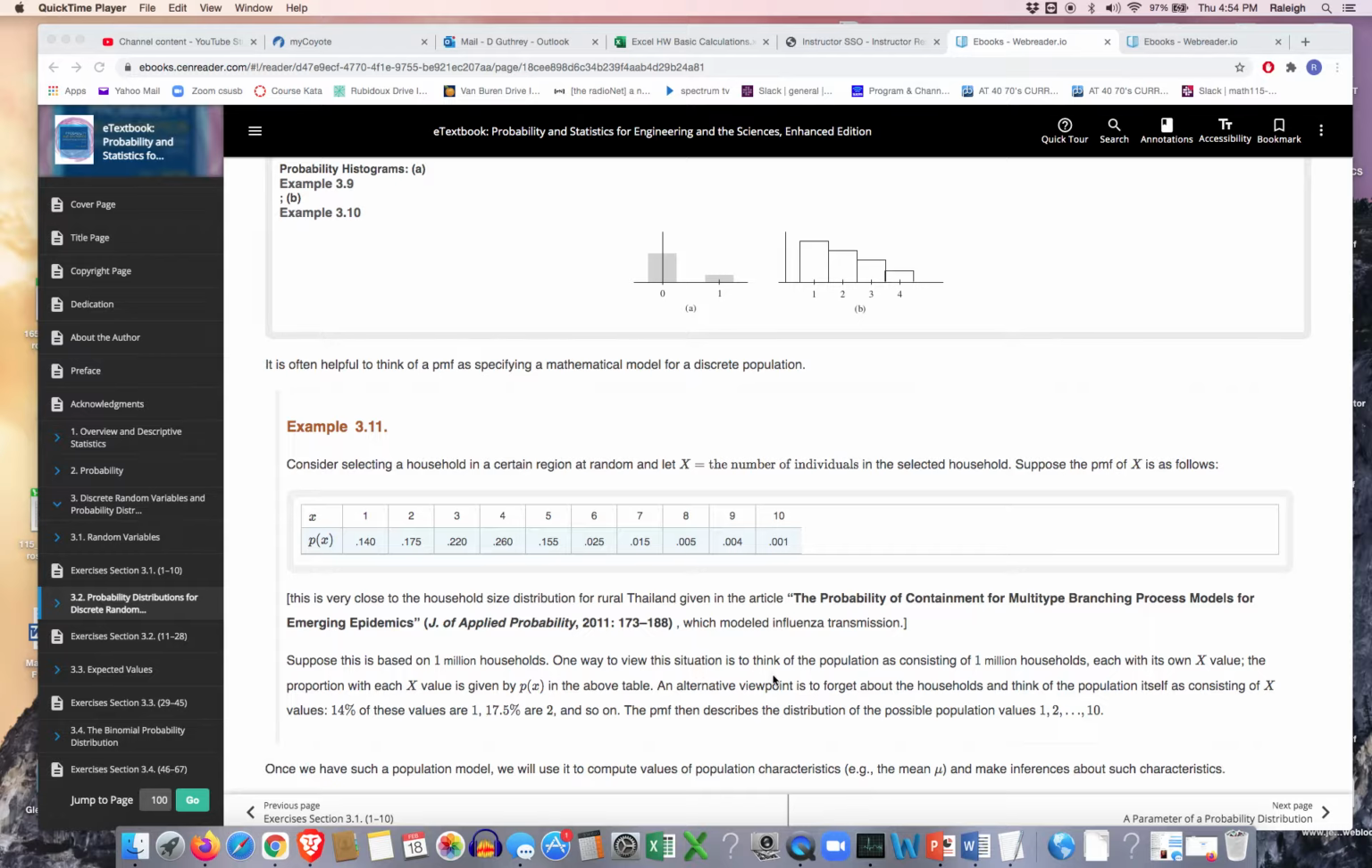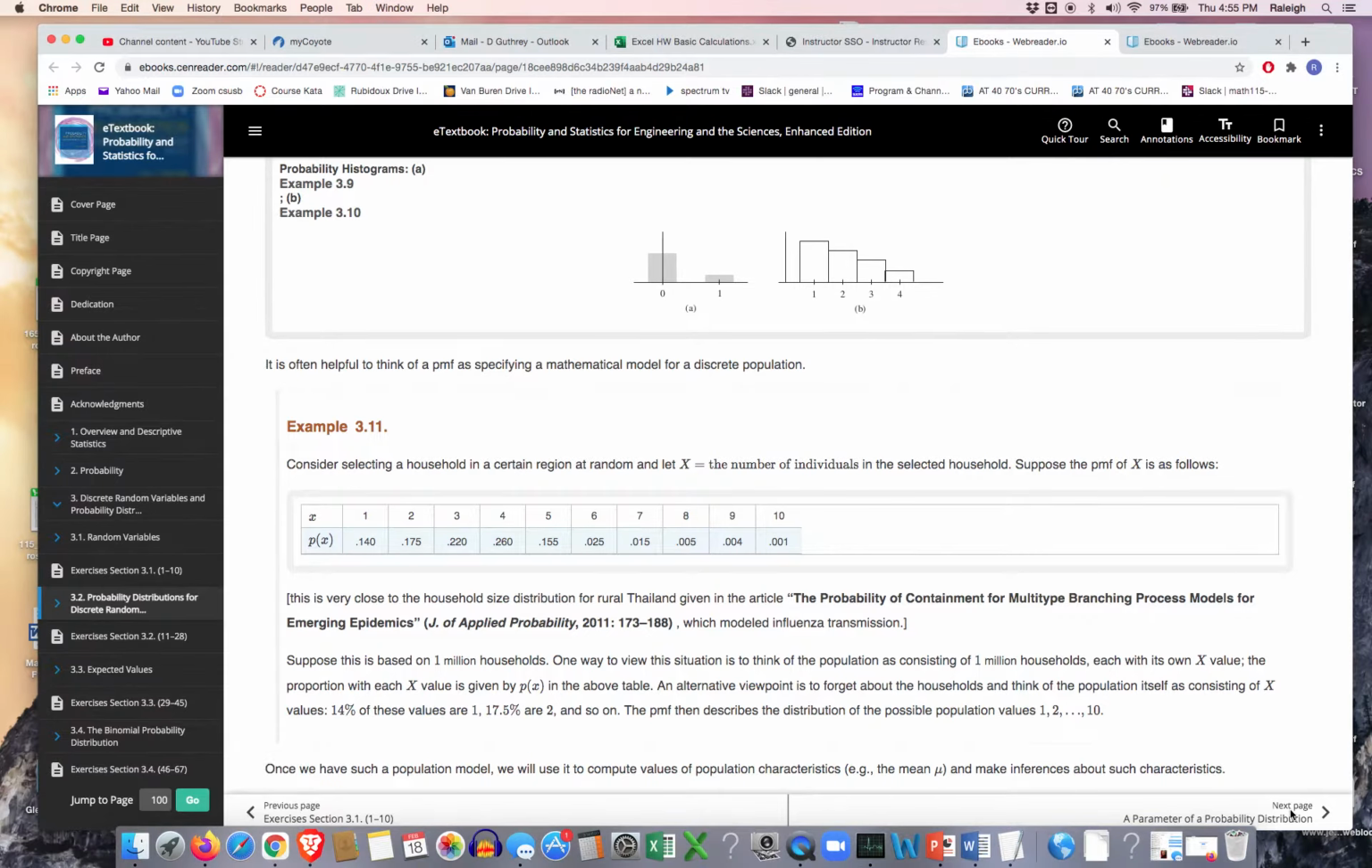And this may be based on 1 million households for a very large region. One way to view the situation is to think of the population as having 1 million households, each with its own x value, and the proportion for which is given by P of x. Or you could think of it as to forget about the households and just think of the population itself as consisting of x values. 14% are 1, 17.5% are 2. So you don't even have to relate it to reality. You can just divorce it from that and just say, oh, these are just numbers. That could be done if you want, but it's always nice to tie it to reality whenever you can, I think. So once you have a model, you can use it to compute values of population characteristics, such as the mean, make inferences about such characteristics.